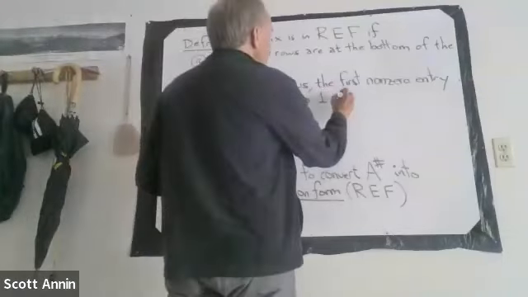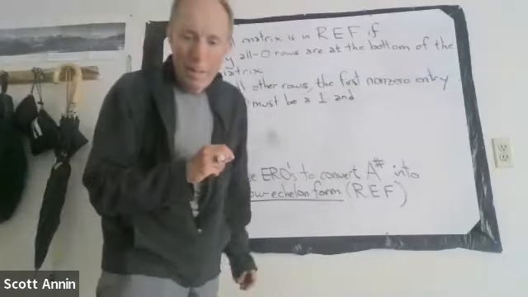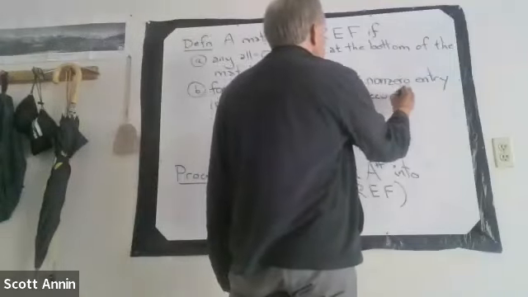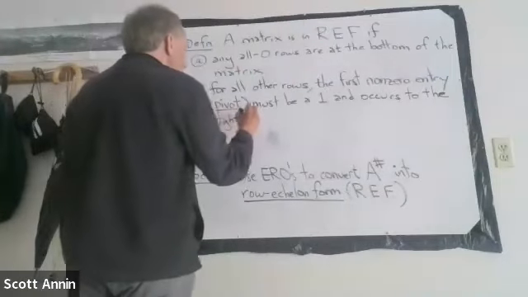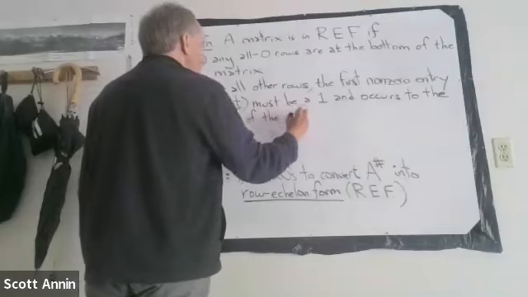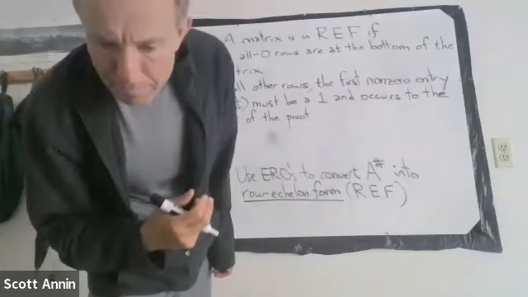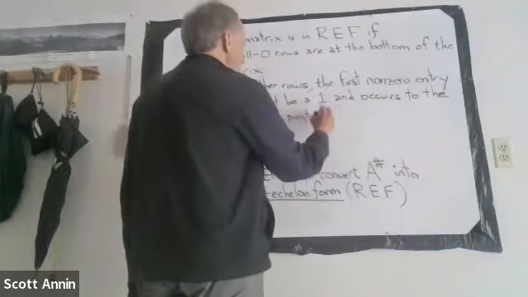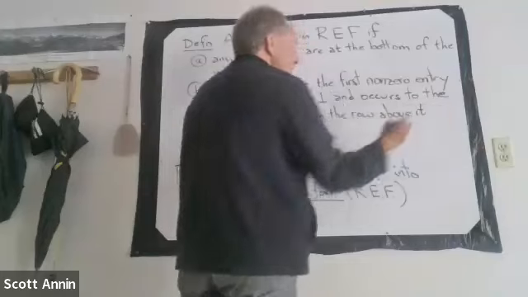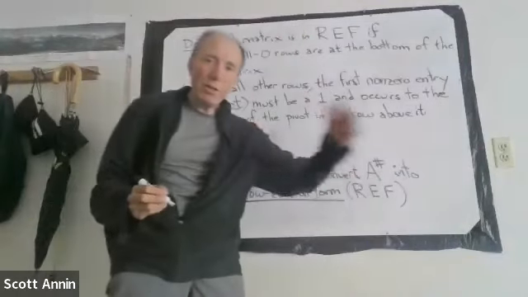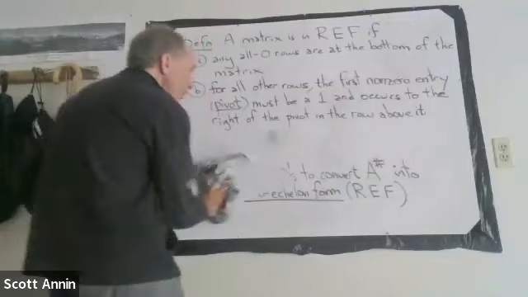And also, one more thing about this that's very important as a requirement. Not only does that first non-zero entry need to be a 1, it needs to occur to the right of the pivot in the row above it. In other words, the pivots, the first non-zero entries, need to be moving down and to the right, basically. So as you go down in the matrix, the pivots are going to go further to the right.